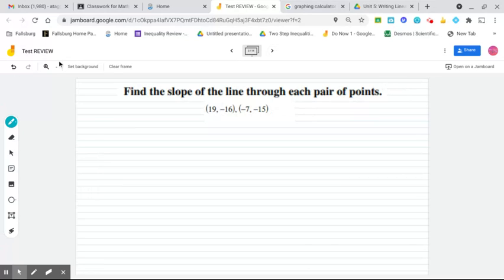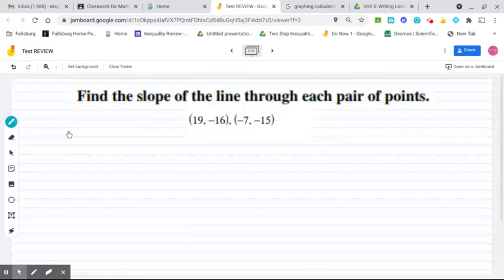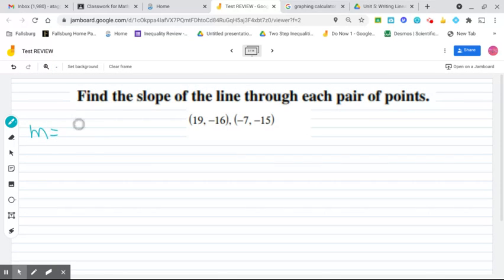Next, we want to find the slope of the line through the pair of points. So remember, the slope formula is y2 minus y1 over x2 minus x1. And we can label the points that were given. So we have x1, y1 in our first point, x2, y2 in our second point. So from here, all we have to do is fill in the numbers in the correct spot in our formula.